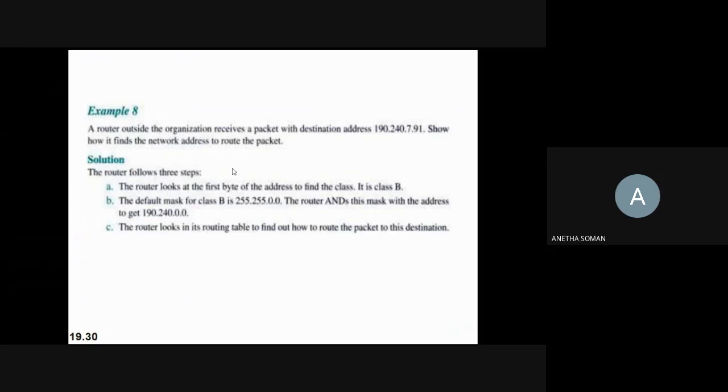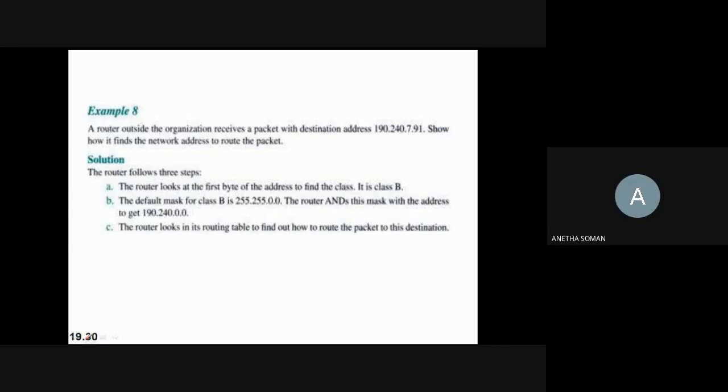190.240.7.91. Look at the first byte. The value is 190. So, which class does it belong to? Class B. It belongs to Class B.